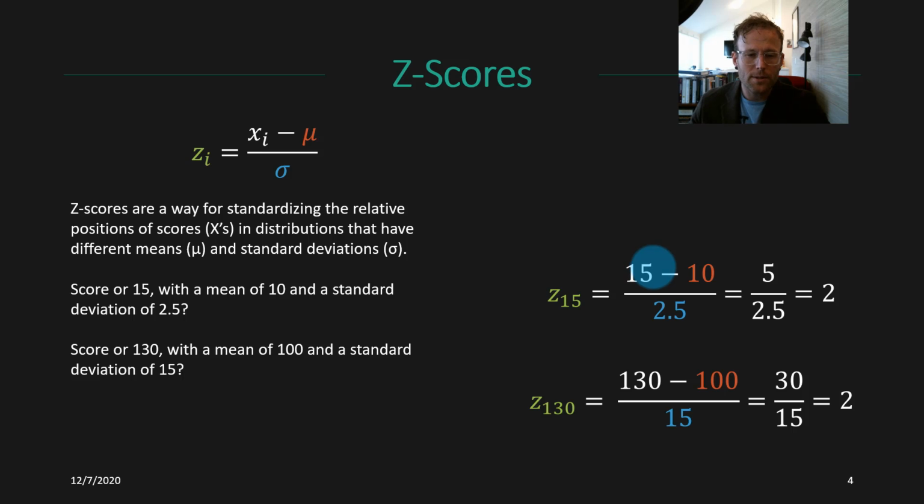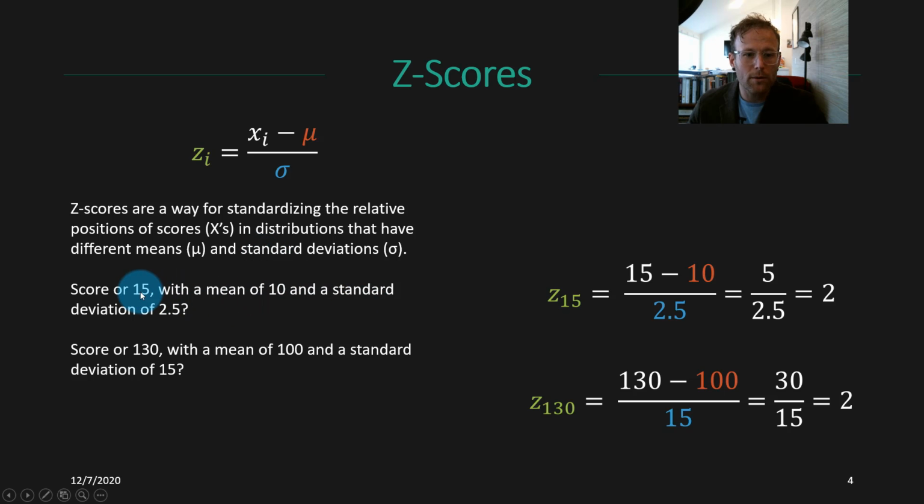So what are z-scores? Well, a z-score is a way of redescribing a particular x value with respect to the mean and the standard deviation. And to calculate it, you take the particular x value minus the mean and divide by the standard deviation. So in essence, a z-score tells you how far above or below the mean a particular score is in units of standard deviation.